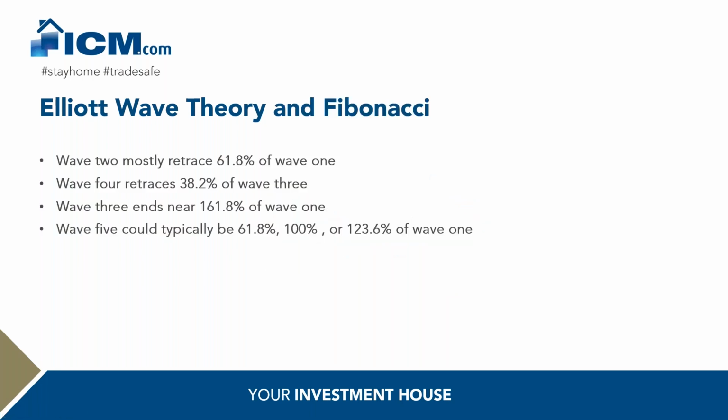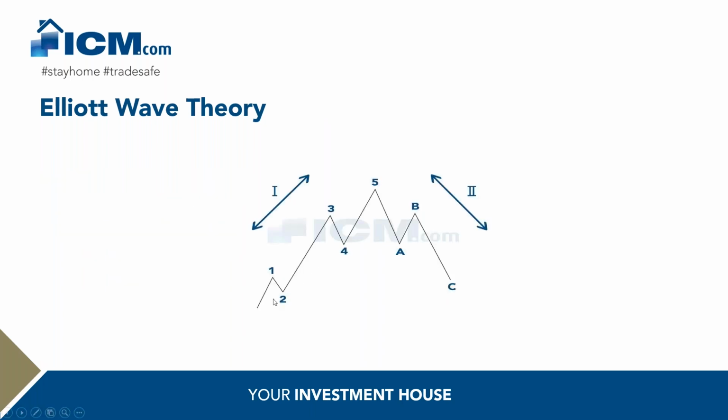Another one is that wave 3 ends near the 161.8 extension of wave 1. So you draw the extension from the starting point to the top of wave 1. If you draw the Fibonacci extension at 161.8%, you're going to notice that wave 3 could end at 161.8 or at 178.6. So usually this could be a top for wave 3, if you are looking for a top for wave 3 and maybe to exit your trade.